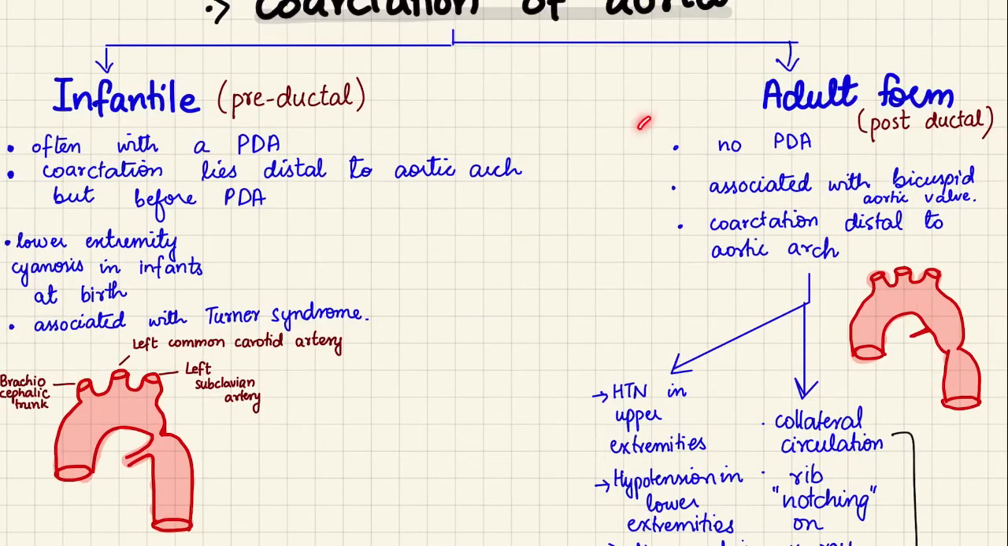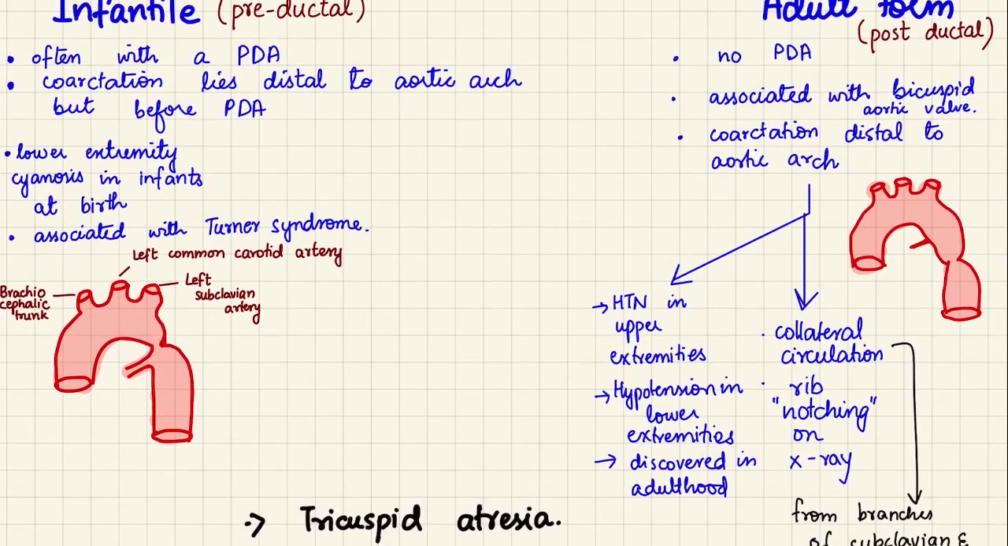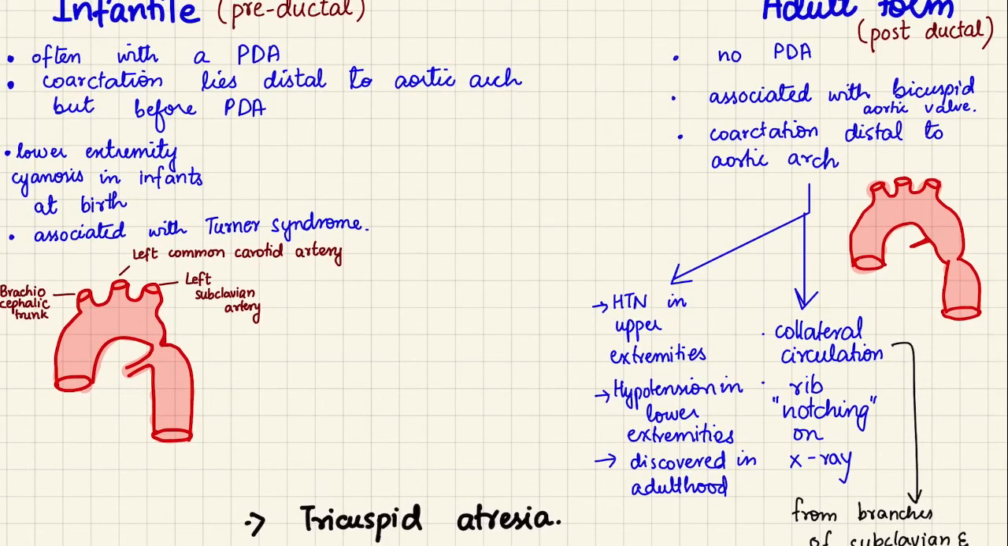Okay. The second form is the adult form of the coarctation of aorta. It is also known as postductal, although it is not associated with a PDA. This is just to show a difference between the infantile and the adult form. This is the ligamentum arteriosum. Okay, this is not the ductus arteriosus. This is usually associated with a bicuspid aortic valve. This is also a genetic abnormality. Now, in this case, the coarctation is also distal to the aortic arch.